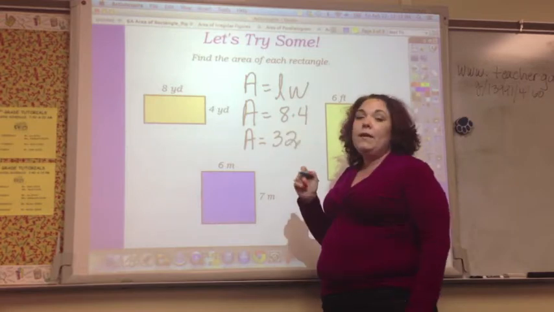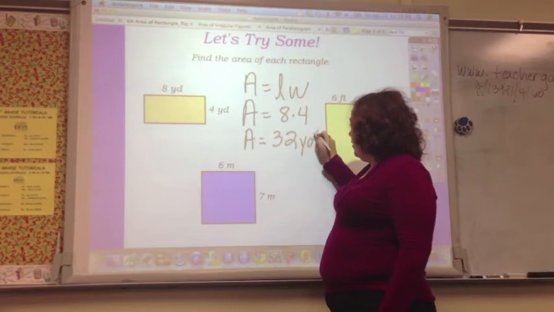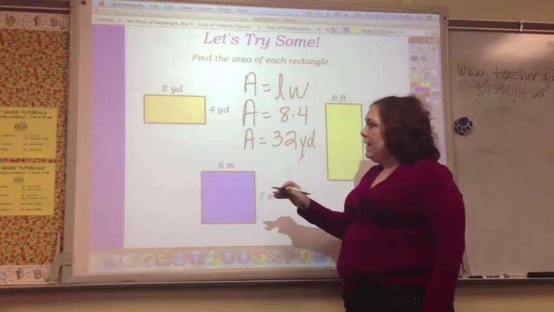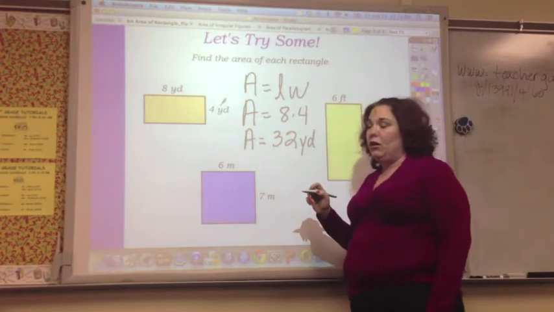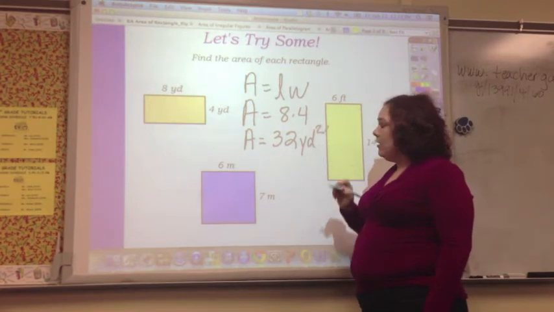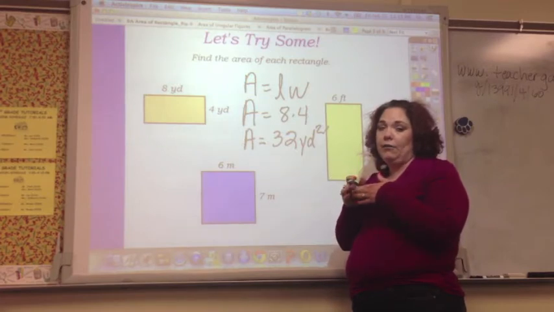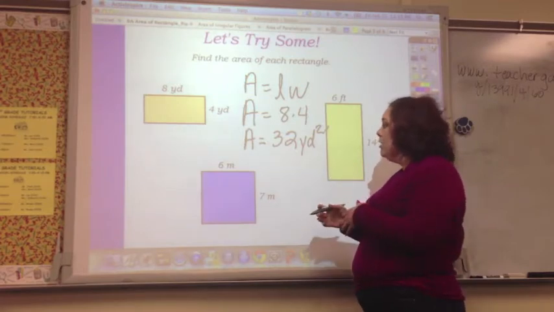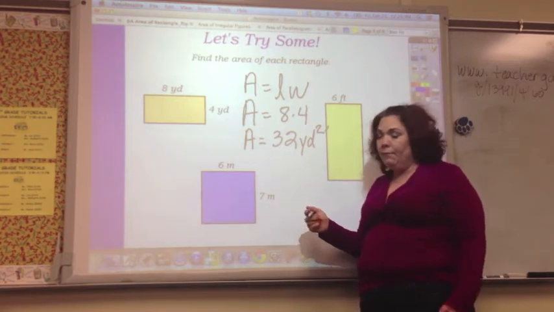And then you always want to include your units. And your units are yards, but because it's yard times yard, it's called squared. And you put a little 2 here, and that means squared, that you have multiplied two things together that are the same dimensions.